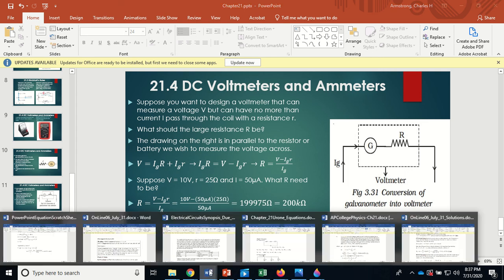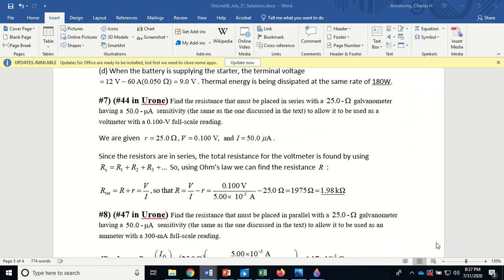So now we can finish off over here. Where are we? Yeah. Find the resistance that must be placed in series with a 25 ohm galvanometer having a 50 microamp sensitivity. Oh boy, this is the one we just did, isn't it? This is the big R. Oh, but we got a different voltage scale. Okay. So we are given 25 ohms, and we want to measure up to 0.100 volts, and the current is 50 microamps. Anything above that wrecks the coil.